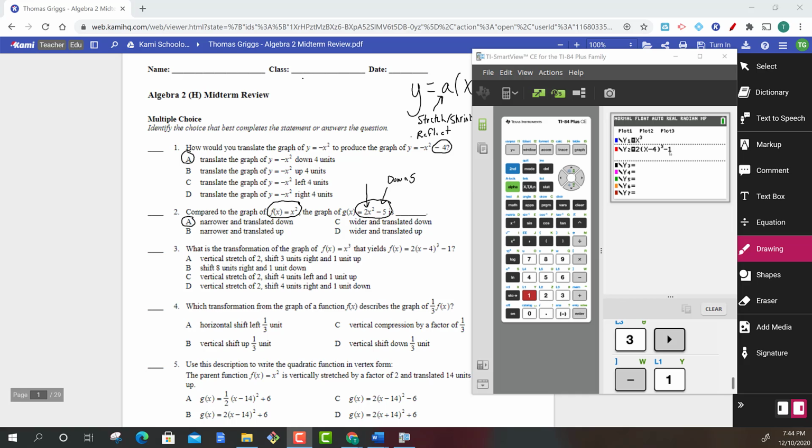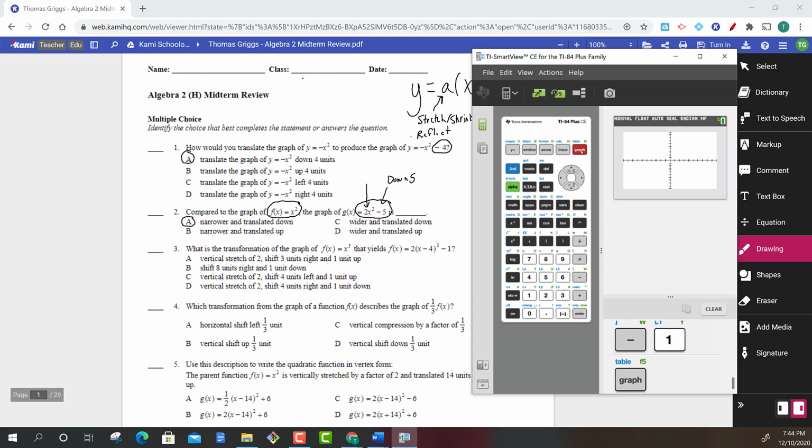So if you know your shift rules, you know the minus 1 on the outside should shift the graph down 1. The minus 4 on the inside does the opposite of what you might think, so that should shift the graph right 4. And again, the 2 should stretch the graph out. We can graph it. This one's a little bit more difficult to see in the calculator.